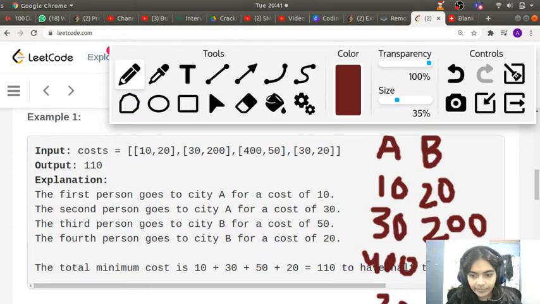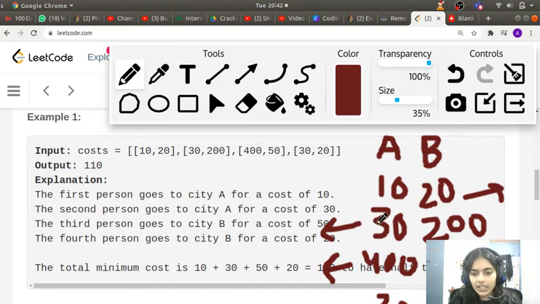Okay, so what we will have to do is we cannot sort them by either city A or city B, because in that case we will not be able to get the correct answer. For example, if we had sorted them by the cost to fly to city B, let's just consider that the first and fourth person have the minimum cost to fly to city B. We are looking at only the cost to fly to city B. Then these two persons should definitely go to city A, right?